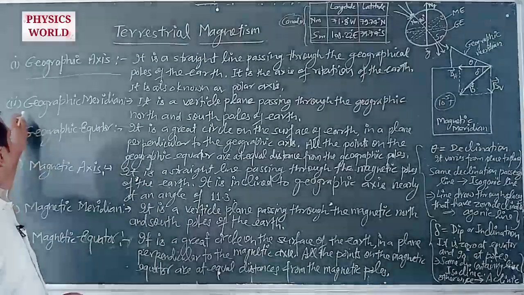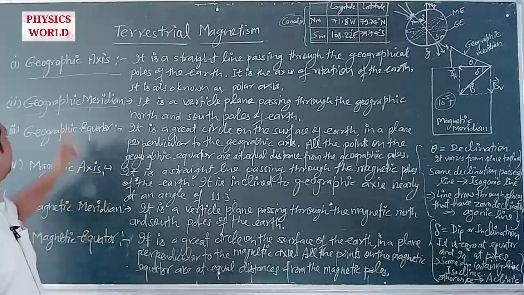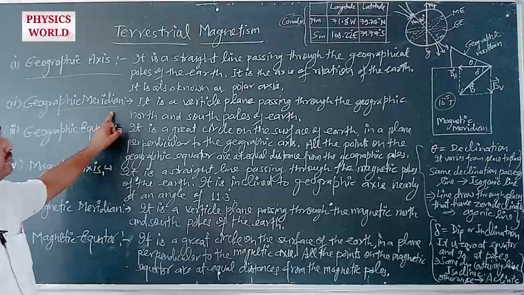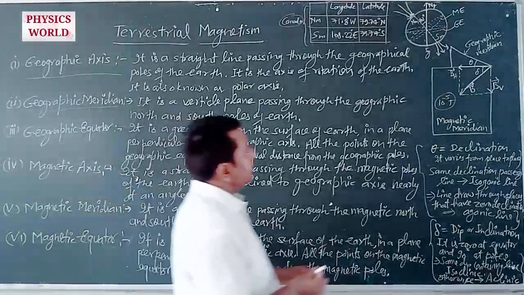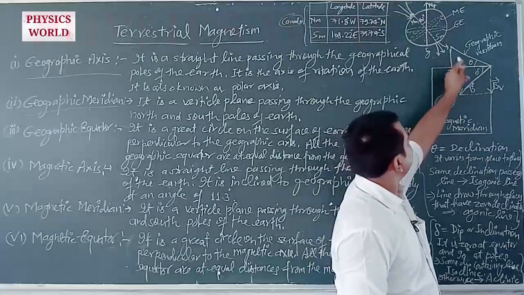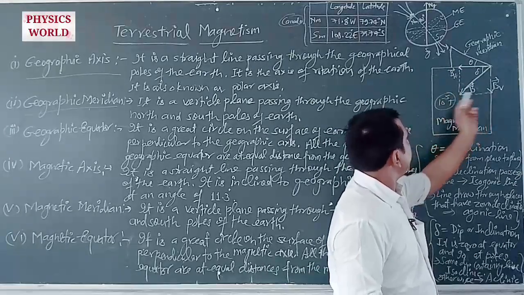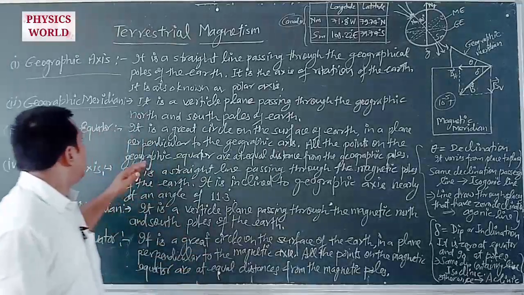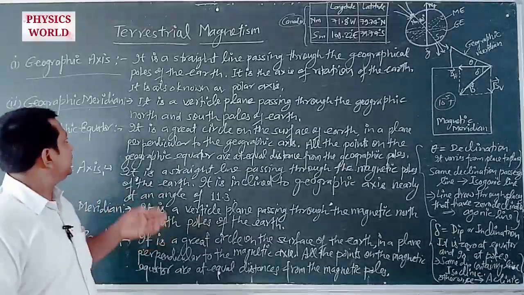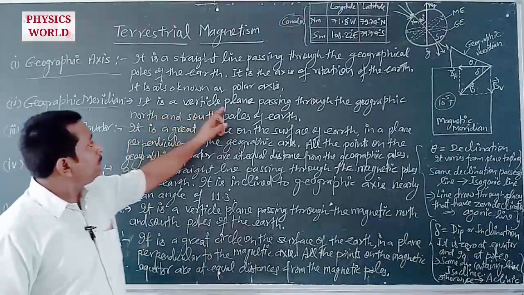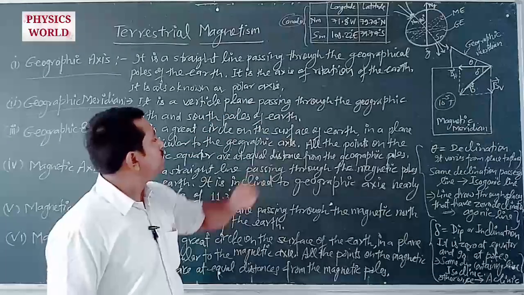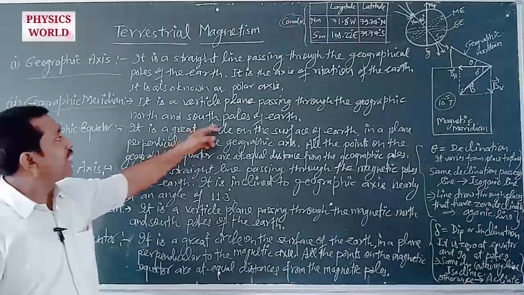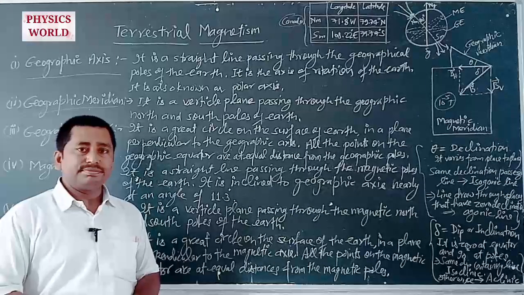Now the second concept is the geographic meridian. You are seeing in this figure that this is the geographic meridian plane and this one is the magnetic meridian plane. So what is the geographic meridian plane? At any place it is a vertical plane passing through the geographic north and south poles of the Earth.